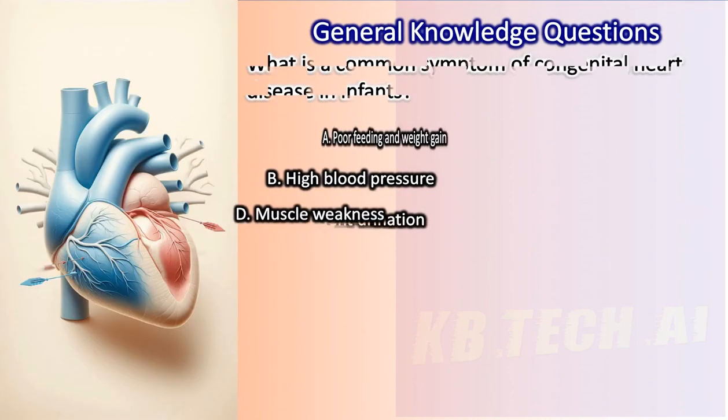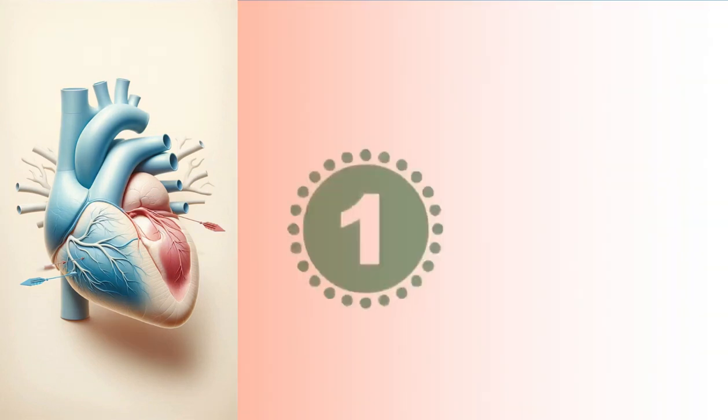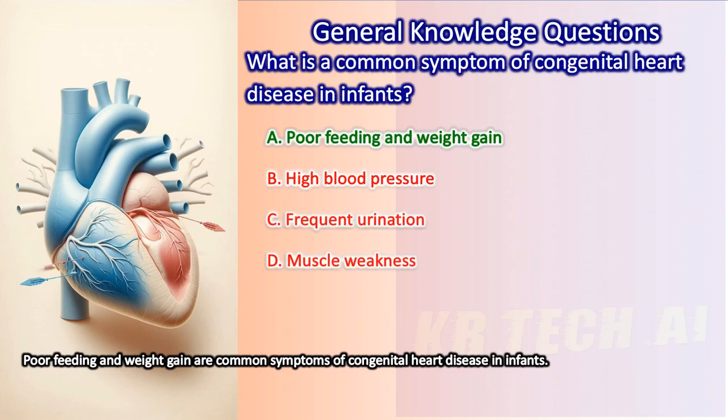Which is a common symptom of congenital heart disease in infants? Option 1, poor feeding and weight gain. Option 2, high blood pressure. Option 3, frequent urination. Option 4, muscle weakness. The answer is option 1, poor feeding and weight gain.